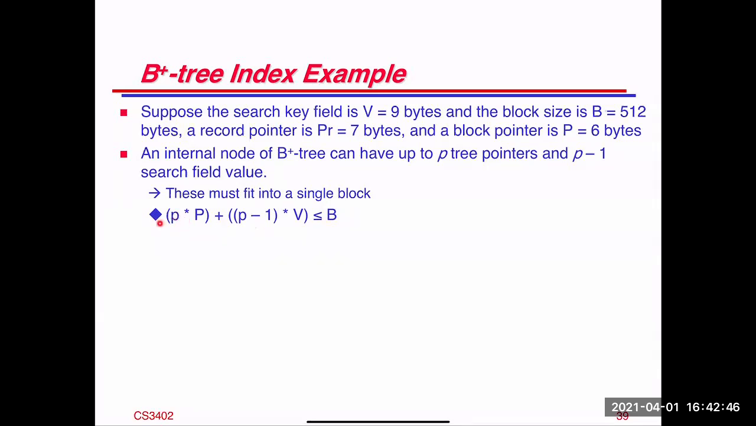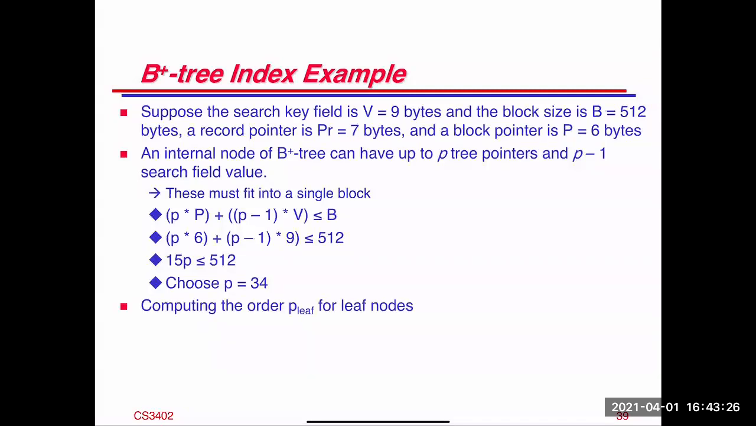Okay, so this means that this inequality here needs to hold, right? So I might have P many tree pointers, and each one has 6 bytes, so I have P times capital P. And then I have P minus 1 many search key fields, and each one of them has V, which is 9 bytes size. Adding up these two, that still needs to be less or equal than the block size. And so I can just plug this in, and this will tell me that I can choose P to be 34. So this way we could determine the order of the internal nodes.